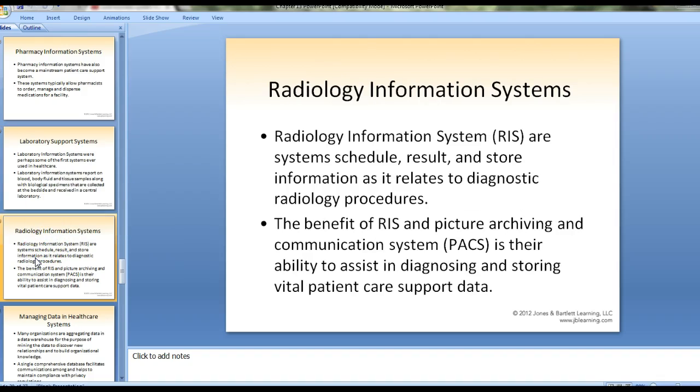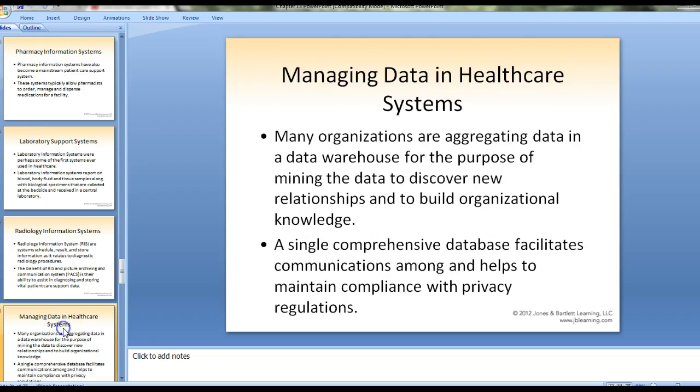Radiology information system is obviously so great. One, because radiologists can read imaging in real time from the computer and communicate back. And then we can store these vital patient care support data. So it's really nice when somebody gets an EKG and we interpret it and store it within our system, and the next time we get an EKG, you can compare them both on screen, which is really helpful, and you're going to expedite care.